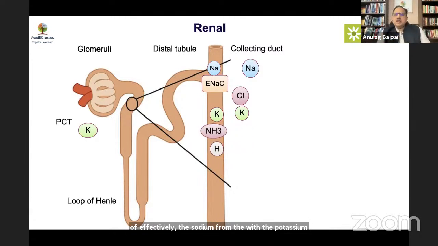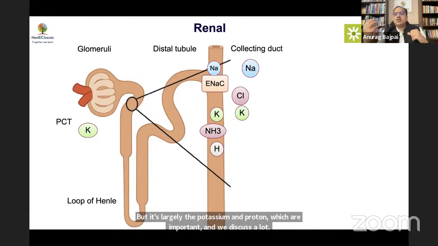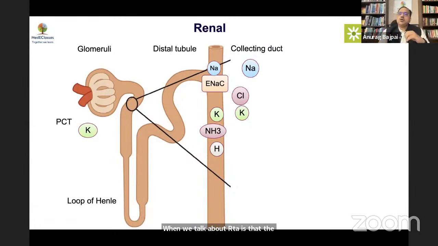Other positive ions like proton, like magnesium, like calcium may also be lost in exchange to this sodium entry. But it's largely the potassium and proton which are important. And we discuss a lot when we talk about RTA that the ammonium production is the one which determines the excretion of proton. So now from this, what we understand is that if you have reduced delivery of sodium in the collecting duct, you will not have enough sodium entering from there. So the potassium excretion will become less.